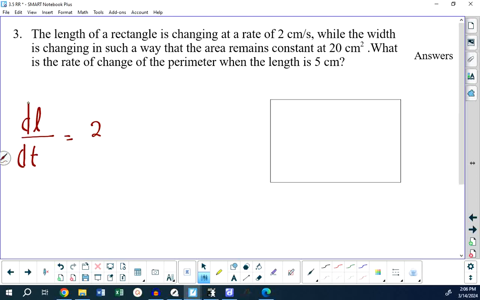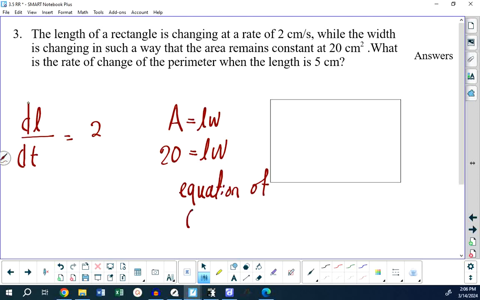This is an important idea. And later on in the course, when we talk about max-mins, we're going to refer to this kind of equation as, and I'll write it down so you can see it, an equation of constraint. A constraint is a condition that you have to follow. I always just kind of say what we're handcuffed to is the idea that whatever the length and the width are, it's always going to be 20. Always. And what we're asked is the rate of change of the perimeter when the length is 5.